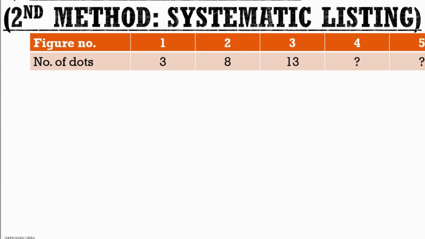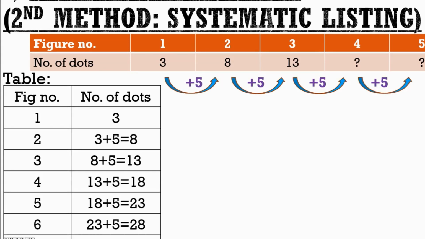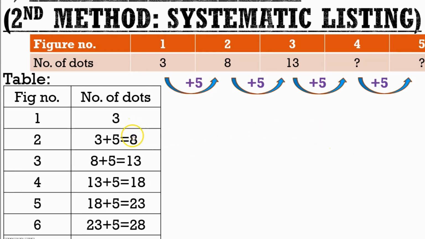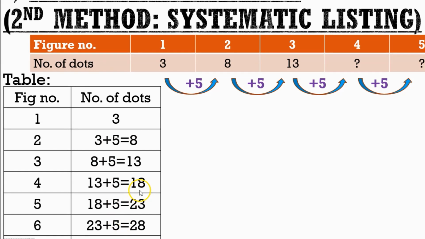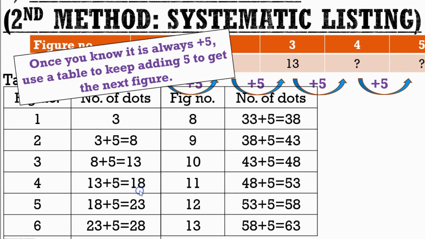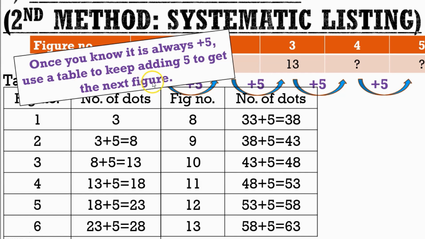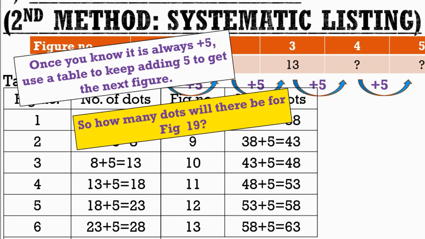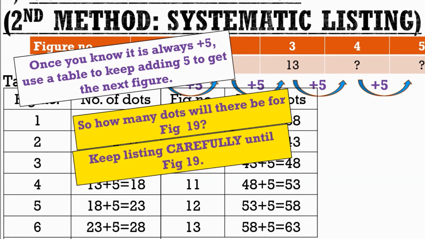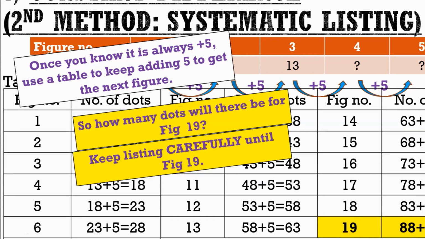Or we can use systematic listing. As the name suggests, you need to be systematic. You need to have a table like this. So look at this. Plus 5, plus 5, plus 5, plus 5, plus 5. So be systematic, be patient, and keep on adding and adding. Make sure you use a table to keep adding 5 to the next figure. So how many dots would there be for 19? And you keep on continuing until you get the answer. And make sure you keep listing them carefully, like this.